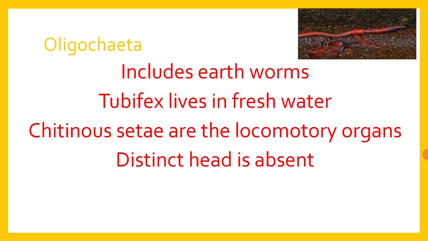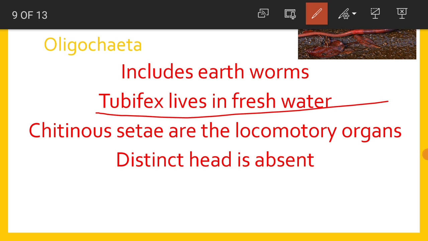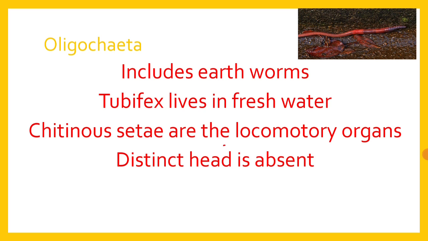And second class is oligochaeta. Oligochaeta includes earthworms. Setae are the locomotory organs. Normally they lead a burrowing mode of life. They are present in the burrows, but tubifex lives in fresh water. The oligochaete which is aquatic, which lives in fresh water, is tubifex. Chitinous setae are the locomotory organs. Distinct head is absent, and you don't even find a larval stage here. Whereas in case of polychaeta, we find one larval stage called trochophore larva.